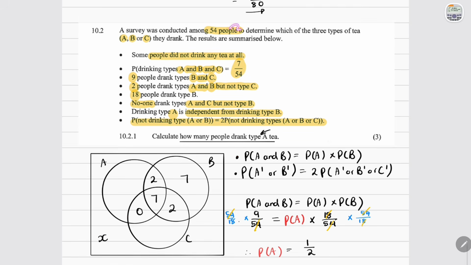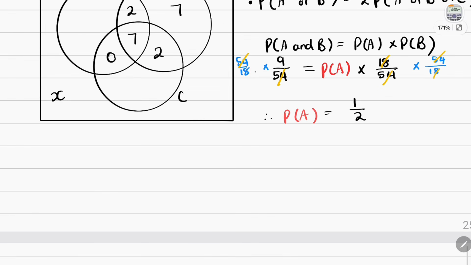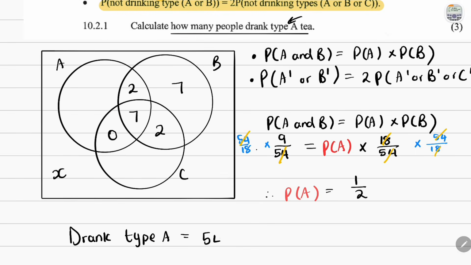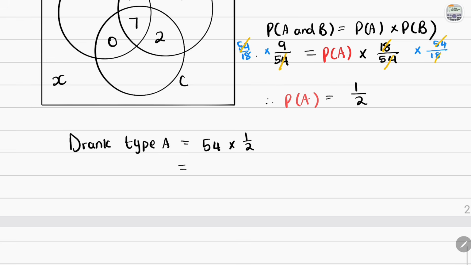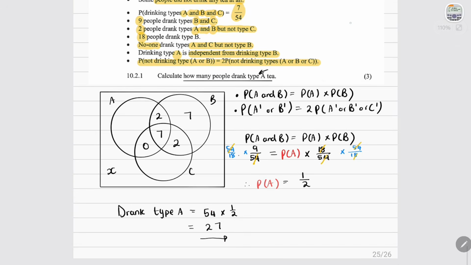We know that there was a total of 54 people. And so to find out the people who drank type A, this is simply equal to 54 multiplied by a half, because it's half of the total people. And so that is 27. And that is our answer. Okay, moving on to the next question.